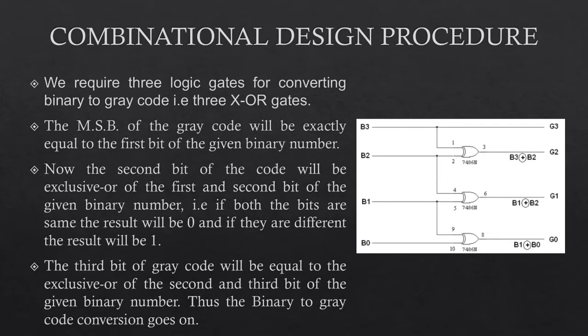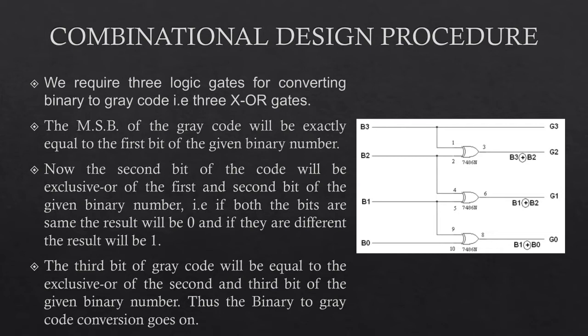So the combinational design is as follows. It requires 3 logic gates, that is 3 XOR gates, for converting binary code to gray code. The process goes on like this. The most significant bit of the gray code will be exactly equal to the first bit of the given binary number. The second bit of the gray code will be the exclusive OR of the first and second bit of the given binary number.